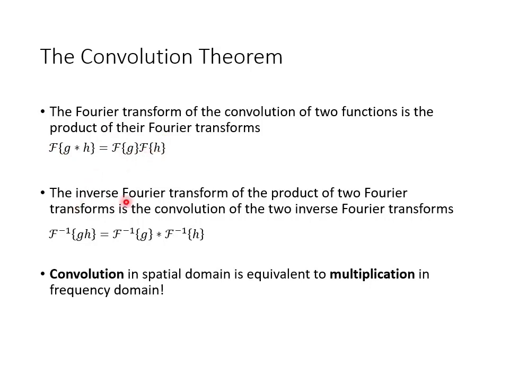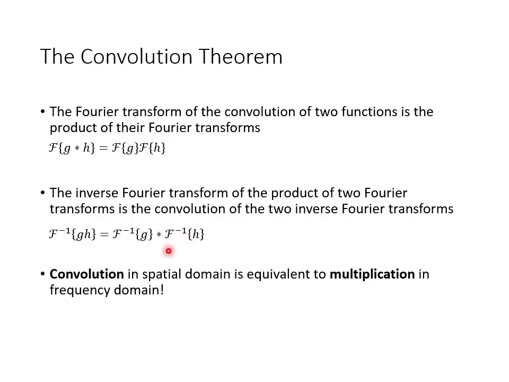And the inverse Fourier transform of the product of two Fourier transforms is the convolution of the two inverse Fourier transforms. So if we have two functions, multiply them together and apply the inverse Fourier transform, the result equals the inverse Fourier transform of the first function convolved with the inverse Fourier transform of the second function.